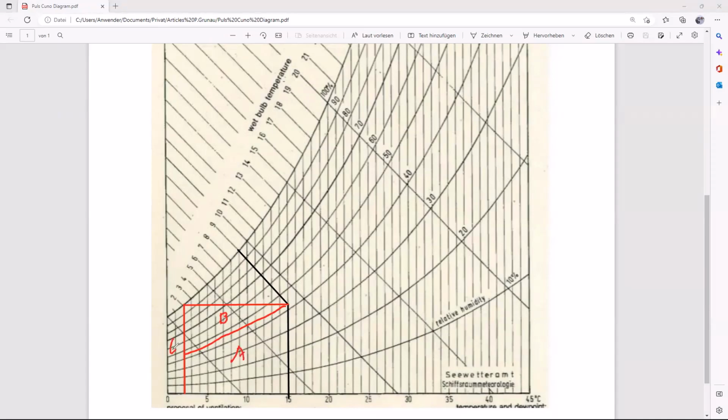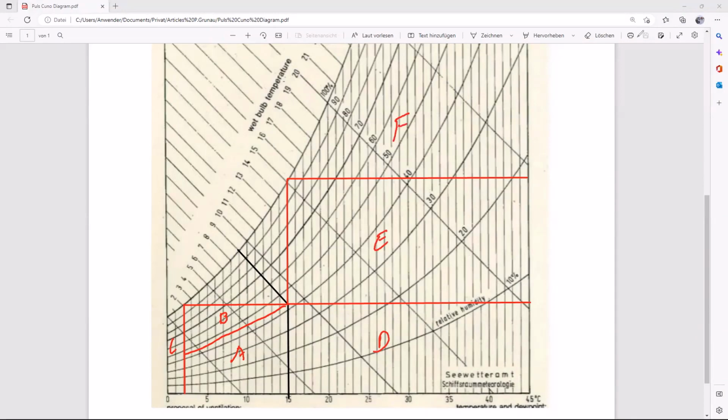This is always the same, always remaining the same. So we are now extending the dry temperature and go to the right side perpendicular to the abscissa, and here at the end also to the right side. And then we already have our final areas, D, E, and F.